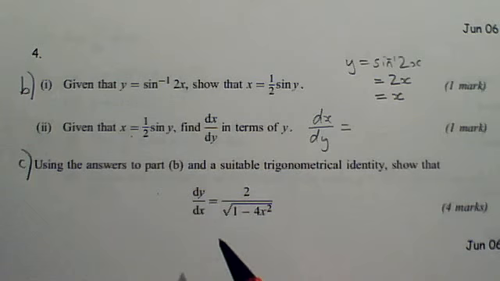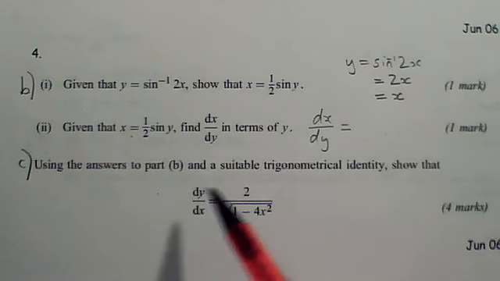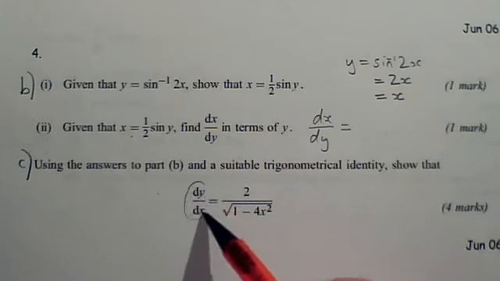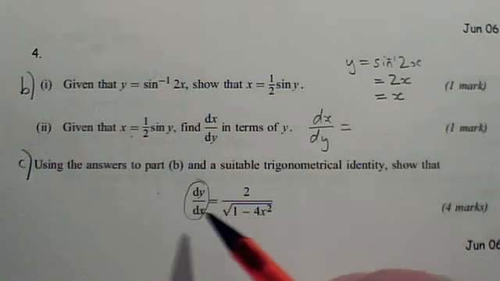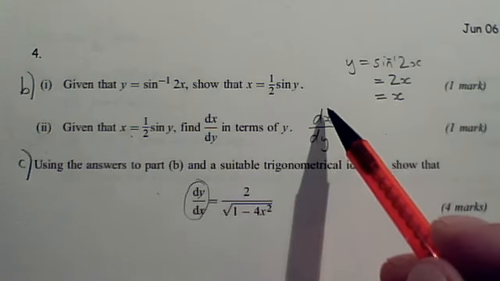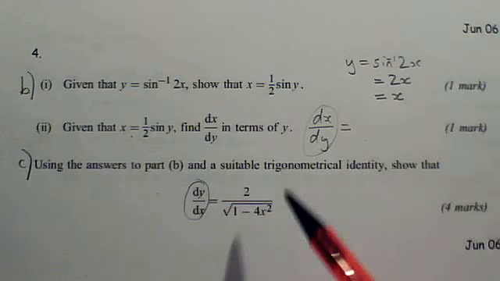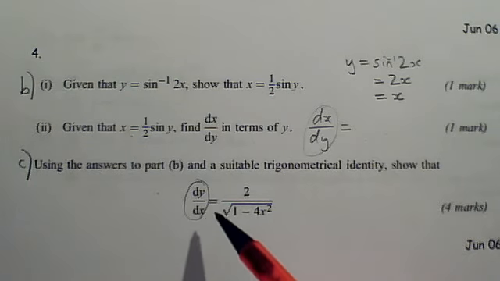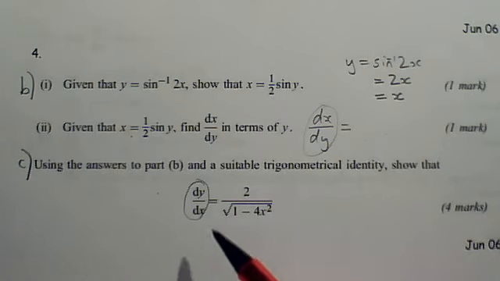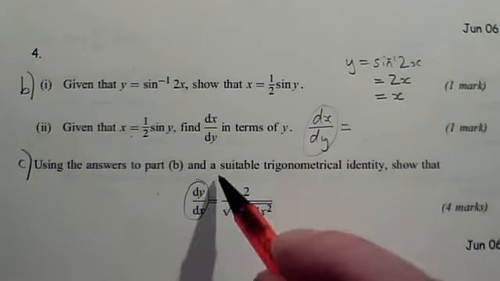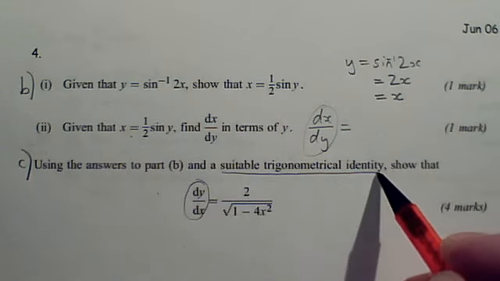Then comes the slightly clever bit, but it leads you through it. It says we want dy by dx, and we've got to arrive at this. Well, we've got dx by dy already, so therefore, in order to get dy by dx, we just need to turn it upside down, do its reciprocal, do 1 over the previous answer. We've got to use a suitable trigonometrical identity.